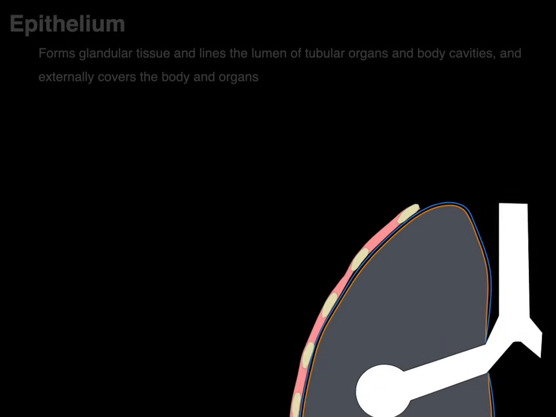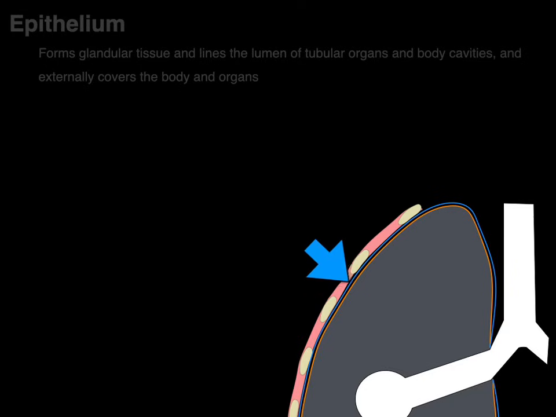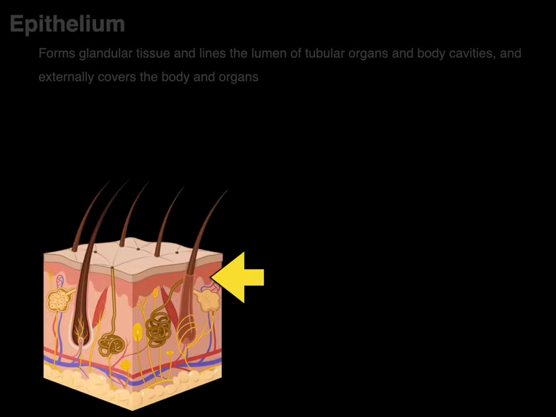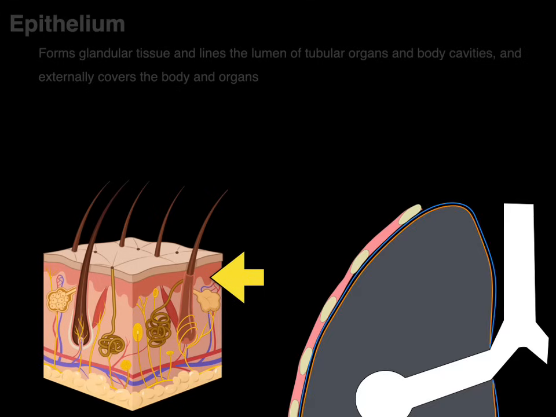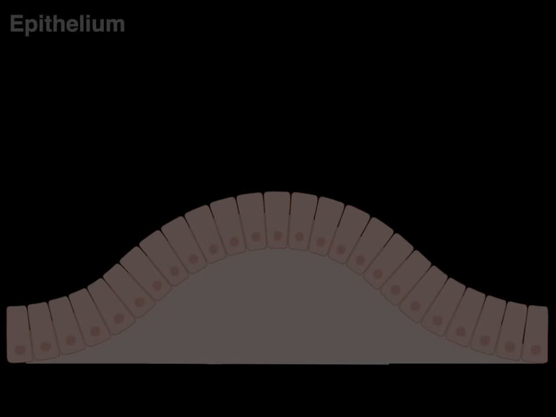Now what about body cavities? So here, that in blue, there is a serous membrane lining the inside of the thoracic cavity, and same for abdominal. And what about externally covering the body? Well, there's your skin, and that's showing the epidermis. The entire outside of our body is covered in epithelium. And then what about lining organs like that in orange? There's your visceral pleura. It's lining the outside of many of our organs.